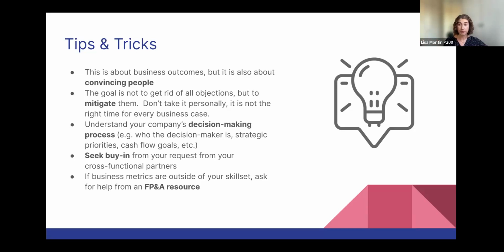And then lastly, we didn't get into this here, but you might have seen something like IRR and these acronyms. You might not be super comfortable with these business metrics. And in most cases, that's totally fine. And you can find support from your colleagues, again, to make your business case more robust. If you're not comfortable, you might try to ask an FP&A resource if you have one within your company. But you need to include metrics. So if you're not comfortable, ask for help.